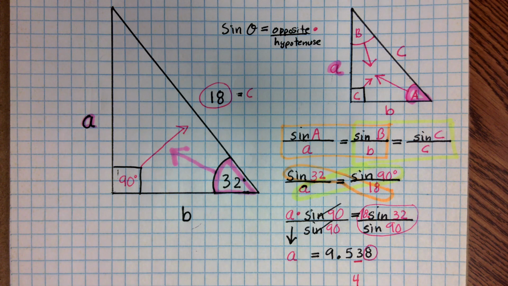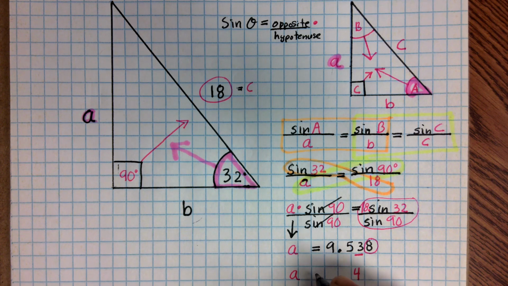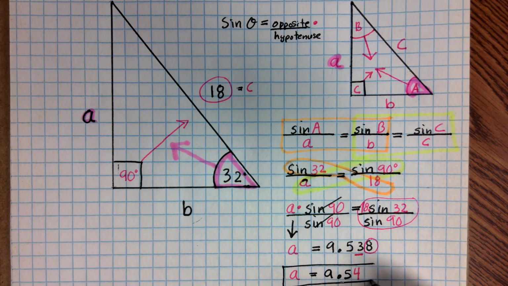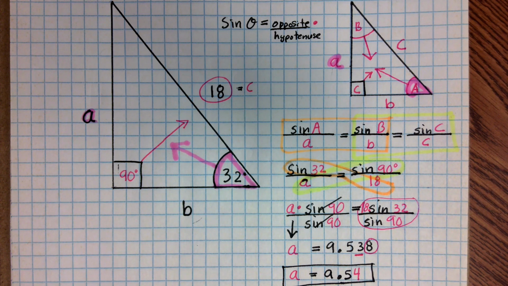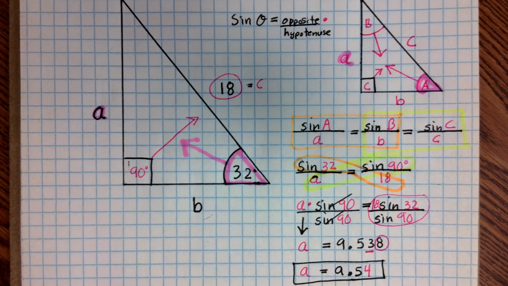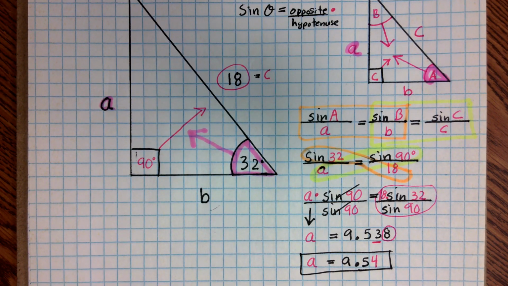So our final answer here is A is equal to 9.54. That may look like a lot of work, but the more you do this, the easier it becomes. And so what I'm going to do now is use the law of sines again to solve for B. So this is one side. Let me go ahead and do the other.